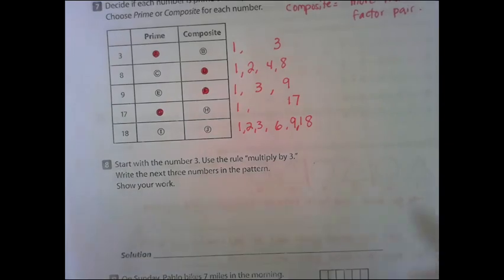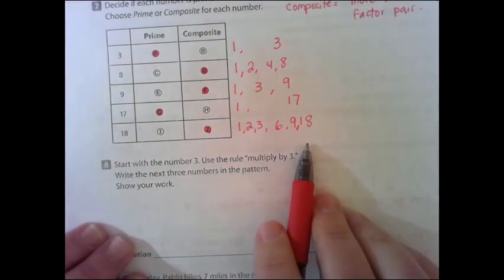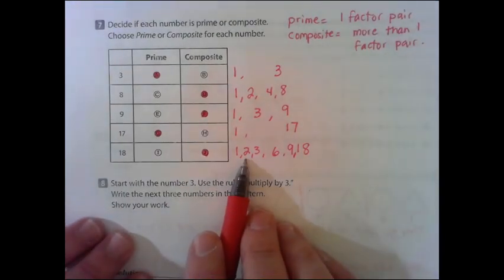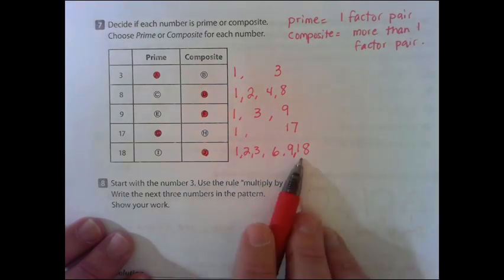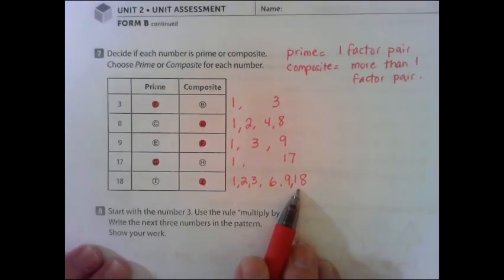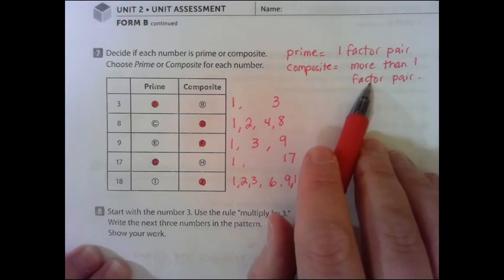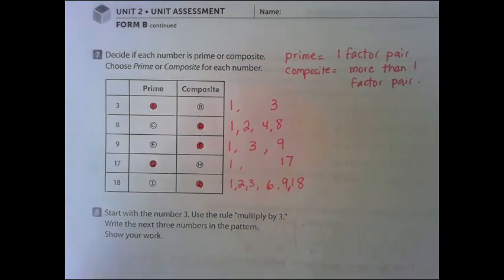So definitely composite. Now, we could have stopped. If you wanted a shortcut, once you found a second factor pair, like we saw 1 and 18, that's the automatic, and then once we saw another factor pair, we could have stopped. We don't have to find all the factor pairs to determine if it's composite, because the minute it has a second factor pair, it's automatically composite. So anyway, just a heads up on that.